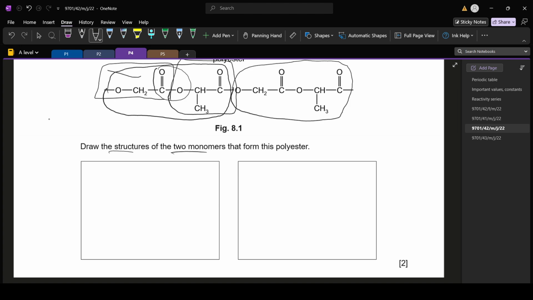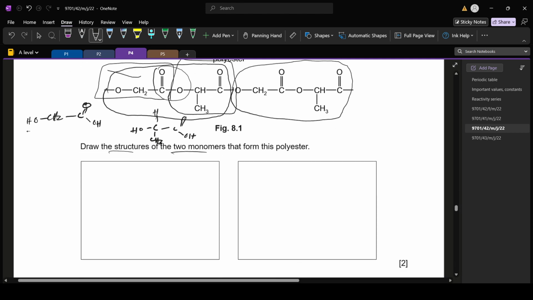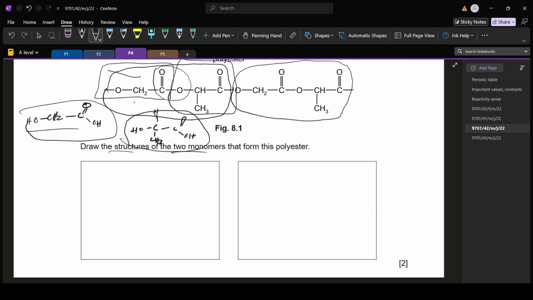Let's draw it first here. CH2, C double bond O, H, and then you have the OH group. This is your first monomer. Then you have CH3, and then the carboxylic acid group, and then you have the alcohol group. If you react both of these, you will get the same repeat unit. You can check this out.